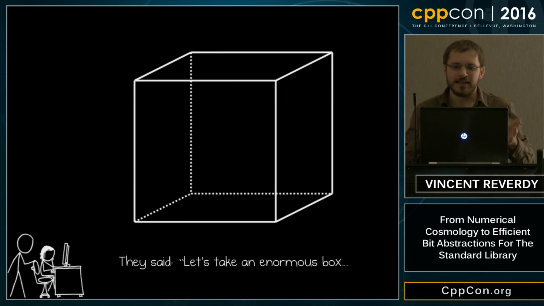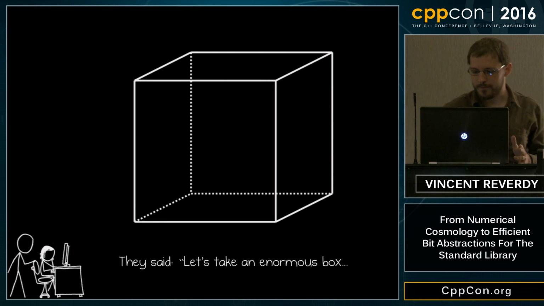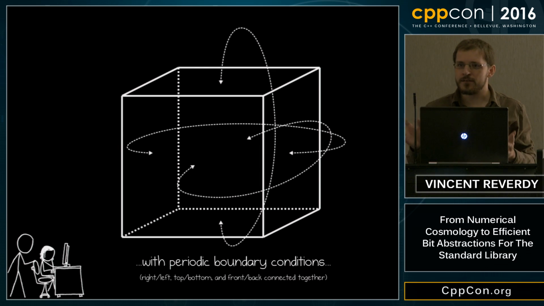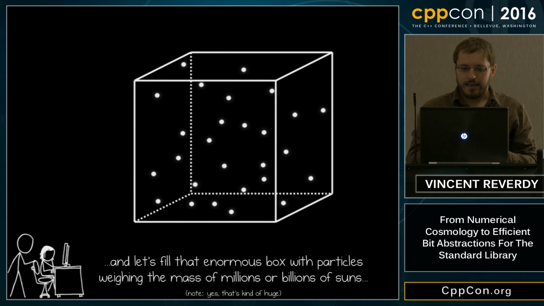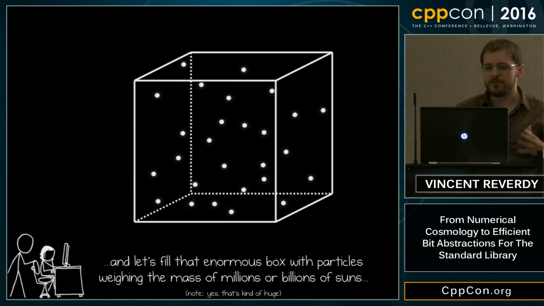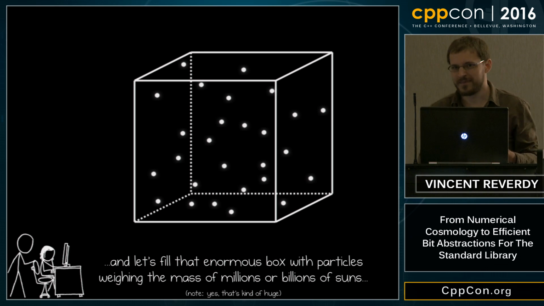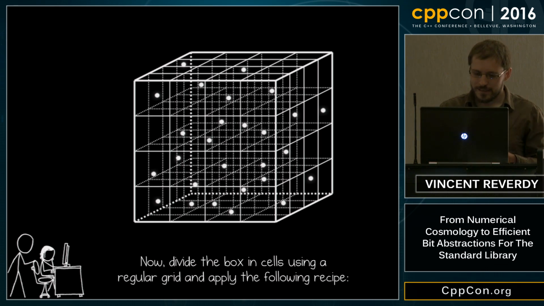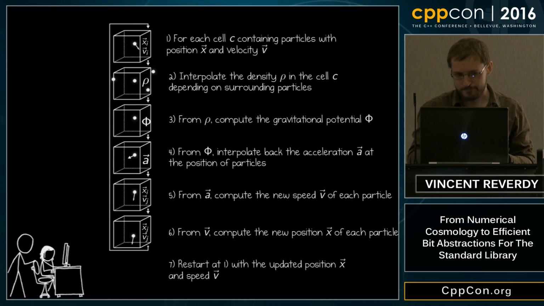They said, let's take an enormous box with periodic boundary conditions, which means that the right and left are connected together, the top and bottom, same thing, and same thing for the front and back. And let's fill that enormous box with particles weighing the mass of millions or billions of suns. That's a lot. Now divide this box into cells, and in that grid, we will apply the following recipe.